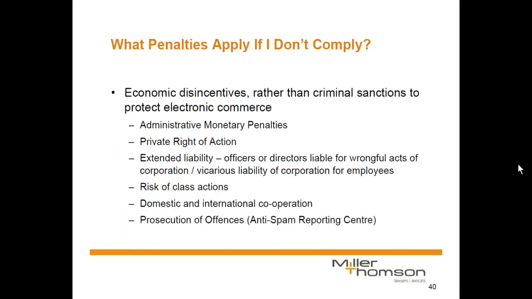There's other things in addition to criminal sanctions, which is by and large the Competition Bureau for the really nasty fraud and phishing. In addition to the monetary penalties, there is extended liability. So officers and directors are personally liable for the wrongful acts of the corporation, and the corporation is vicariously liable for the acts of its employees or its agents. Think your marketing company. The risk of class actions and the international prosecutions, and the prosecutions will come probably from offenses reported to the Anti-Spam Reporting Center. Well, I hate to scare you further, but that could be as easy as someone flipping their email they received from you over to the Spam Reporting Center.